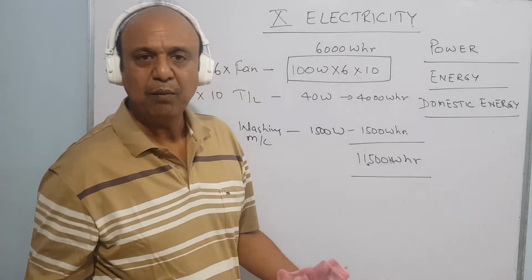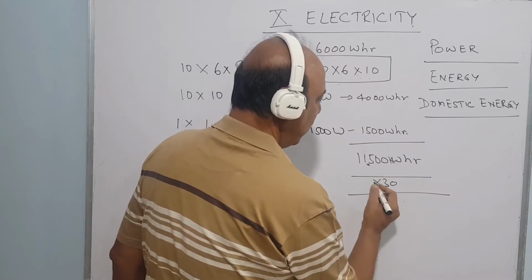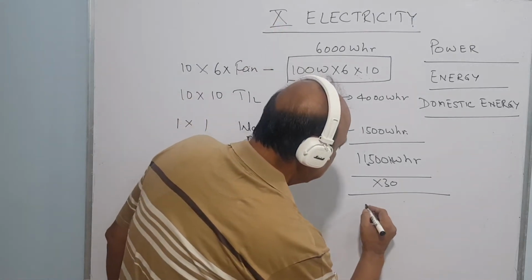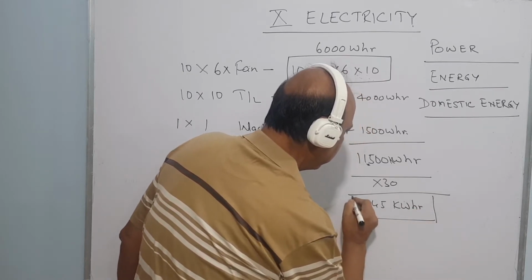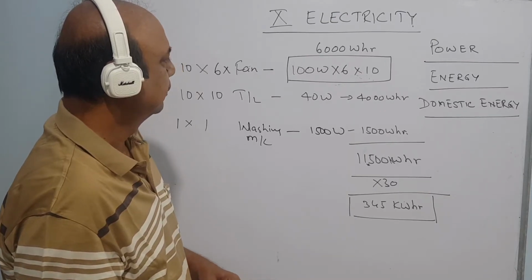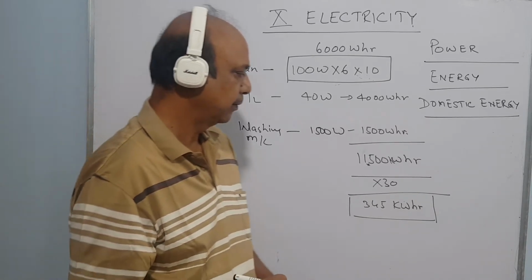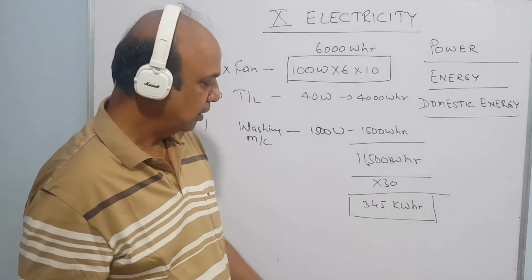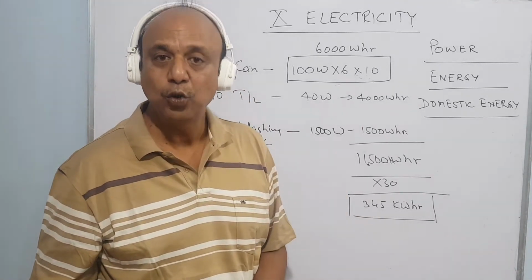Now, generally in a month, we consider there are 30 days. So if we multiply 11.5 by 30, or 115 by 3, it makes it 345 kilowatt hour. So, if I take this data, my total energy consumption in a month with these 3 gadgets is 345 units.